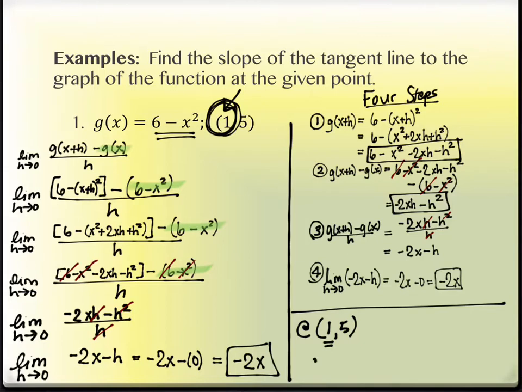So at x equal to 1, we have our function value. It was negative 2x. So we have negative 2 times 1. And our value is negative 2. So we're just plugging in x equal to 1 at the end. Negative 2 is our answer.